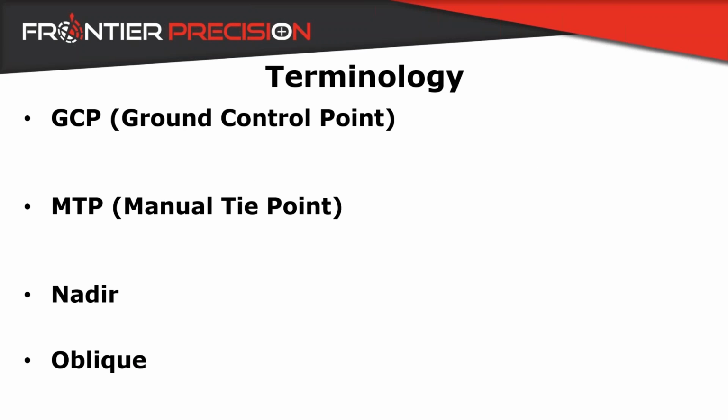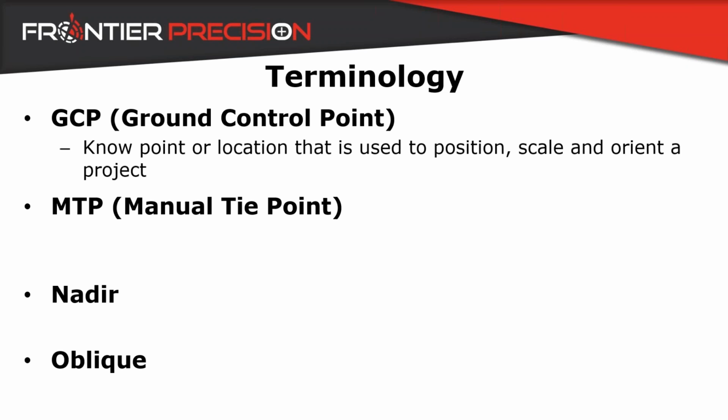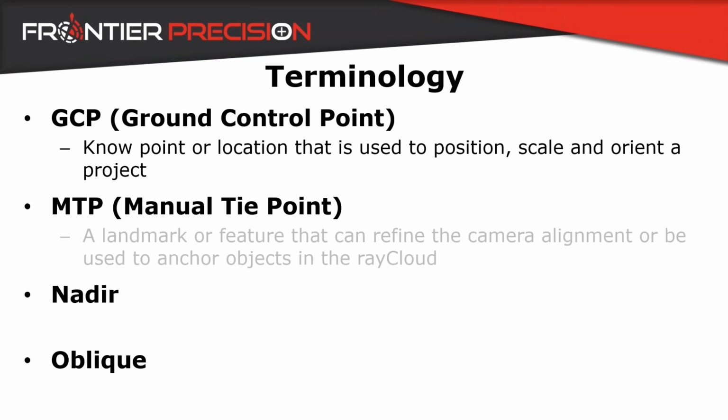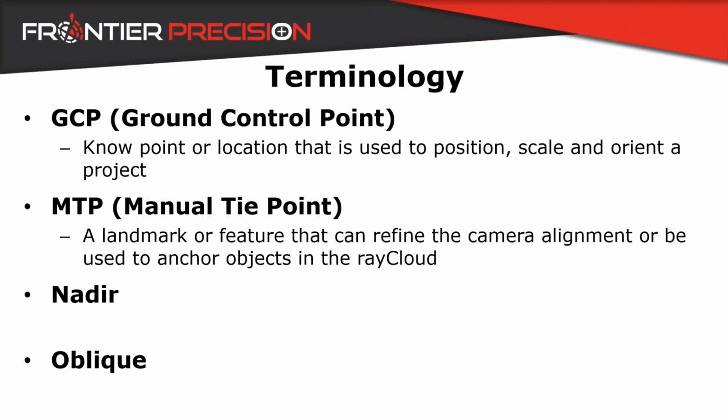Some additional terminology. First one would be GCP, which is what we call a ground control point. A GCP is basically a known point or location that we use to position, scale, and orient a project. Typically this is going to be in the form of some sort of target on the ground that we measure in with surveying equipment such as GPS or a total station. The next one is MTP, which is a manual tie point.